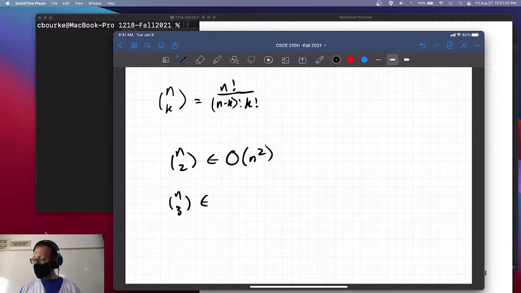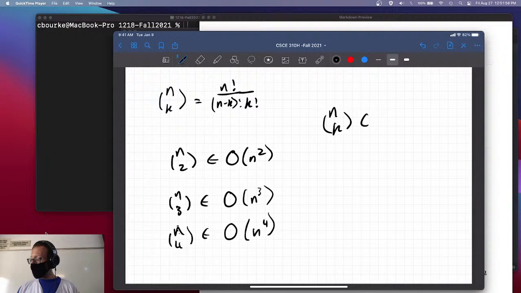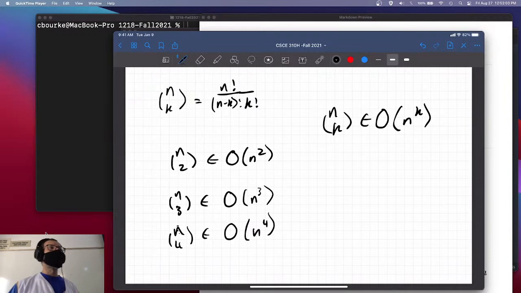What do you think that's going to be? Remember we said it was going to be 3 for loops, right? So what's your intuition? N to the third, right? Dot, dot, dot. All right, and n choose 4 is going to be order n to the fourth. In other words, in general, n choose k is going to be order n to the k. Now, if you consider k to be a constant, then this looks polynomial. Looks can be deceiving.